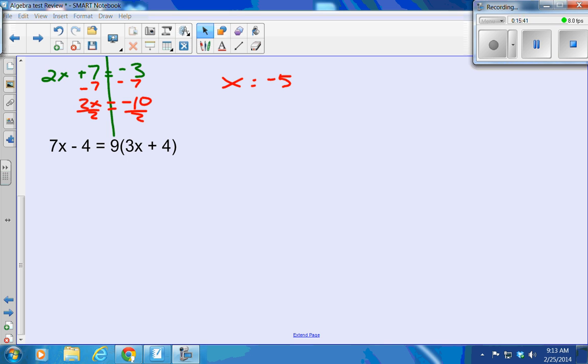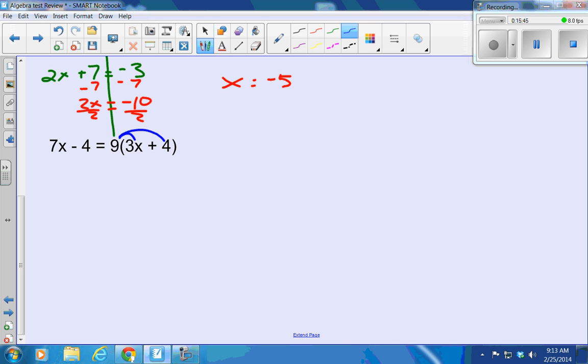For this one, I have to distribute first before I do anything. So 9 times 3x is 27x. 9 times 4 is 36. We're dealing with some bigger numbers. 7x minus 4 equals 27x plus 36. Even though it's bigger numbers, same principles.